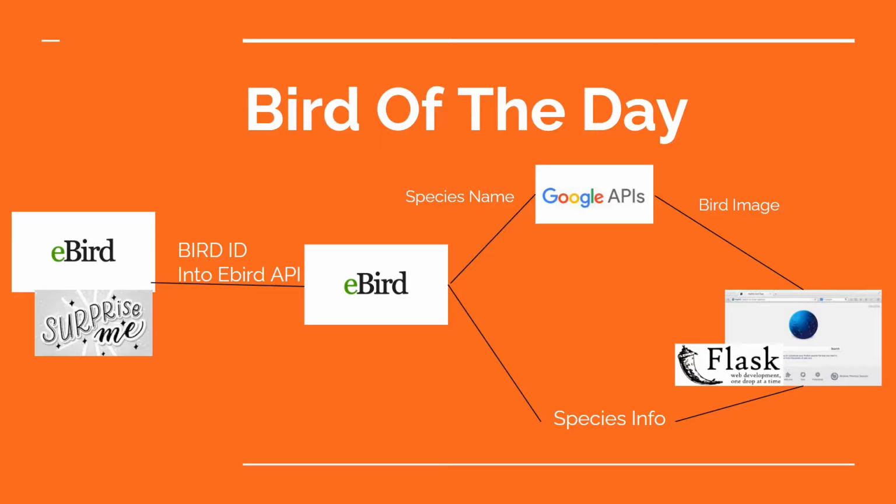We take the name and put that into a Google custom search API and then search the internet on some bird-specific websites for an image of the bird. And then we also take the information from the eBird API and use that species info on the web page. We locally host just a web page using Flask, which is a Python library. So let's jump into the code.